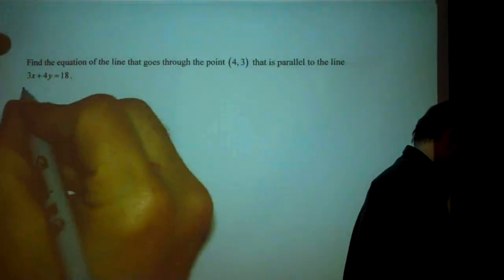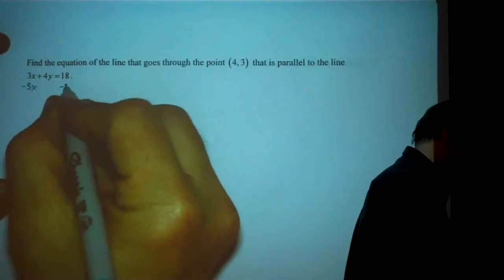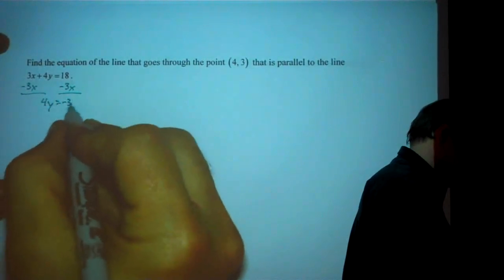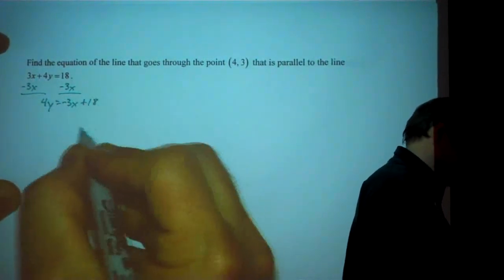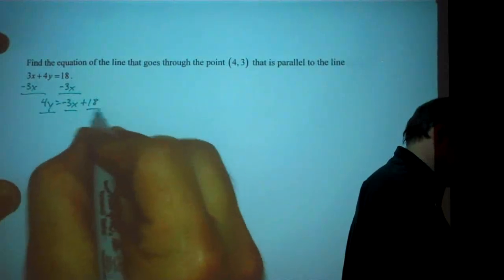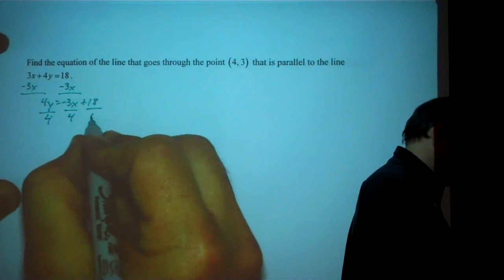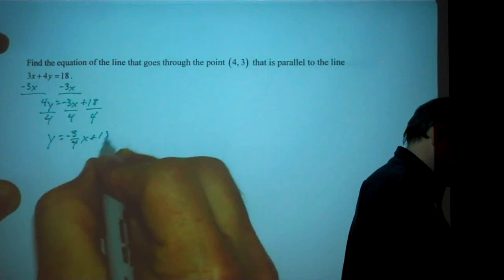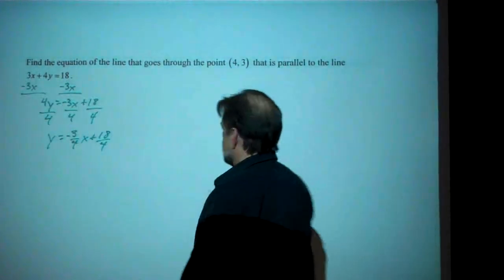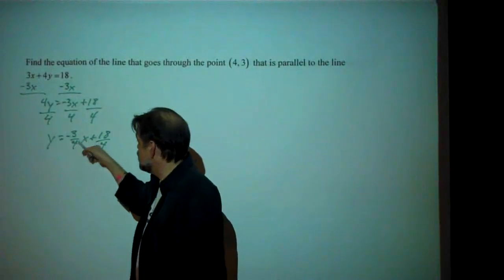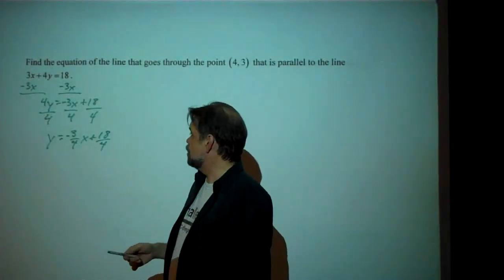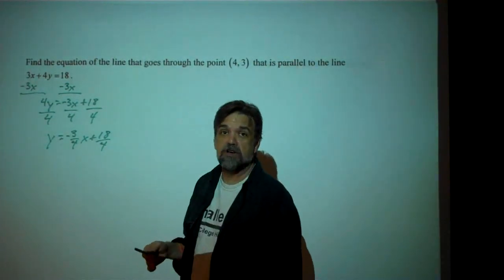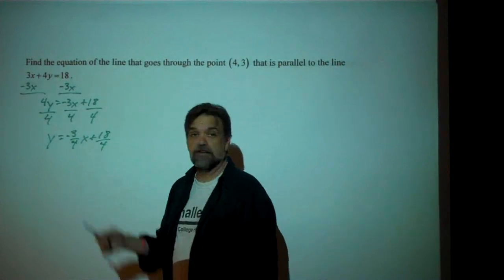So I'm going to subtract 3x from both sides, and I'm going to get 4y equals negative 3x plus 18. And now I'm going to divide everything by 4, and I get y equals negative 3/4 x plus 18/4. And I could probably simplify this 18/4, but I really don't care about it. This is the only part that I was really interested in, that negative 3/4, because that tells me what the slope is of that line. And that tells me that the slope of my line is also negative 3/4.